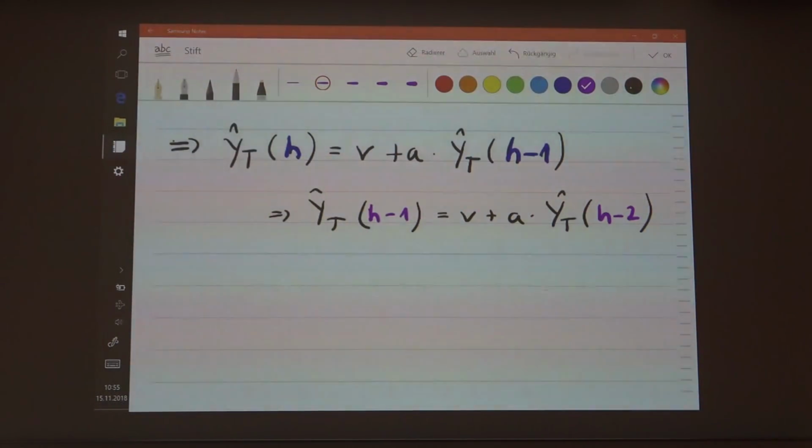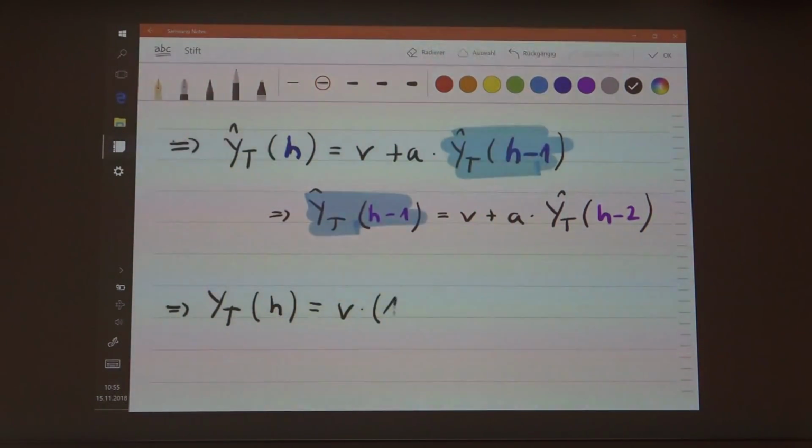You understand? So then you would get analogously, what I'm doing here is I'm substituting this expression by that one. This is what we did for the autoregressive process as well. So finally, the forecast at time t for time t plus h is going to be equal to v times 1 plus a, plus a squared times the forecast at time t for time t plus h minus 2. This is what you would get if you put that into it.